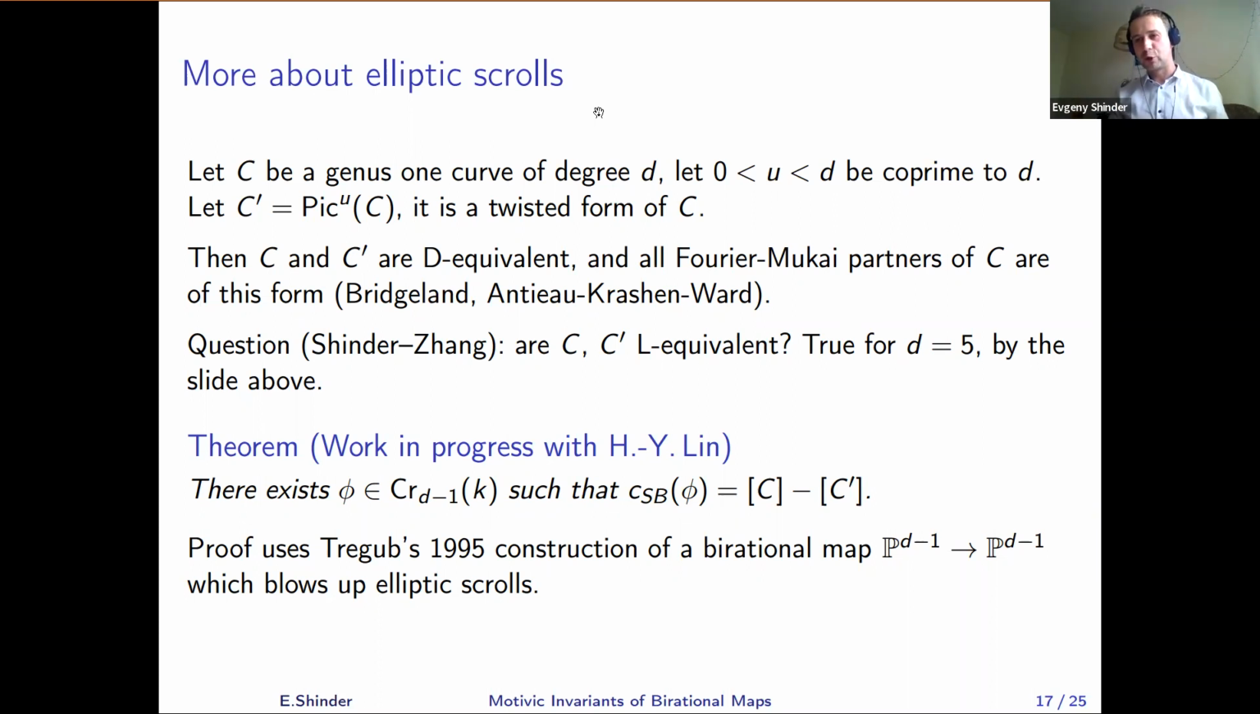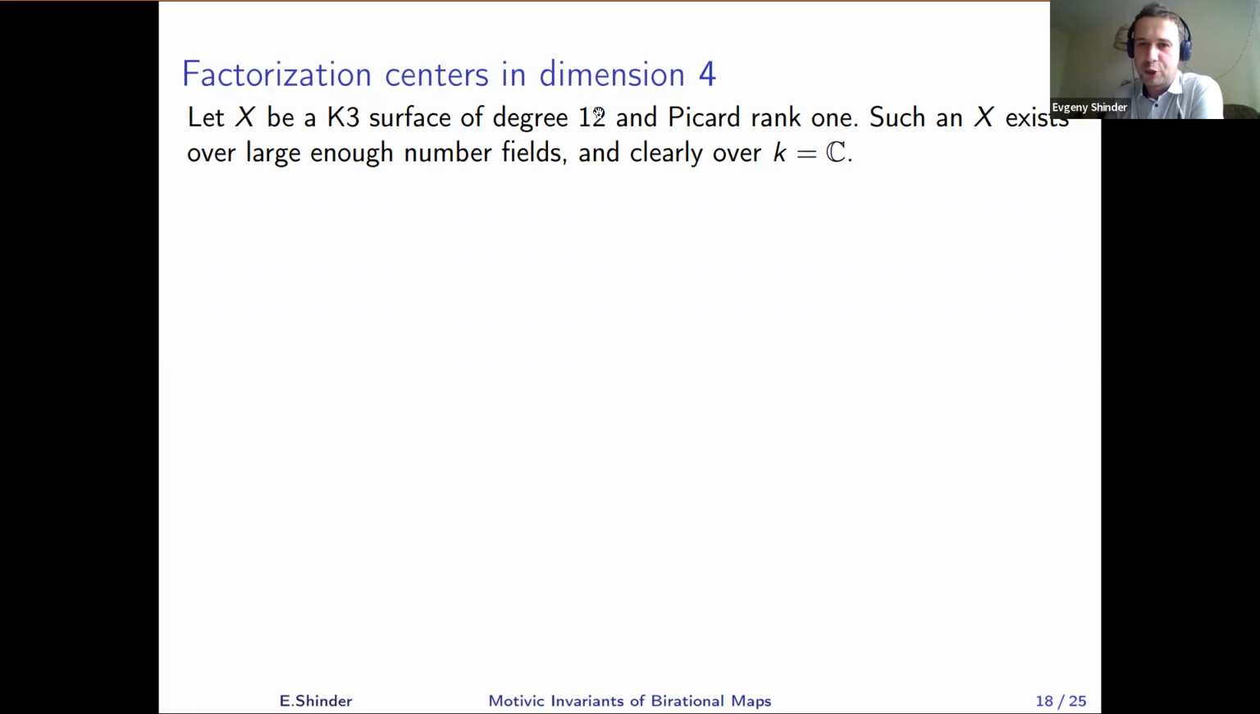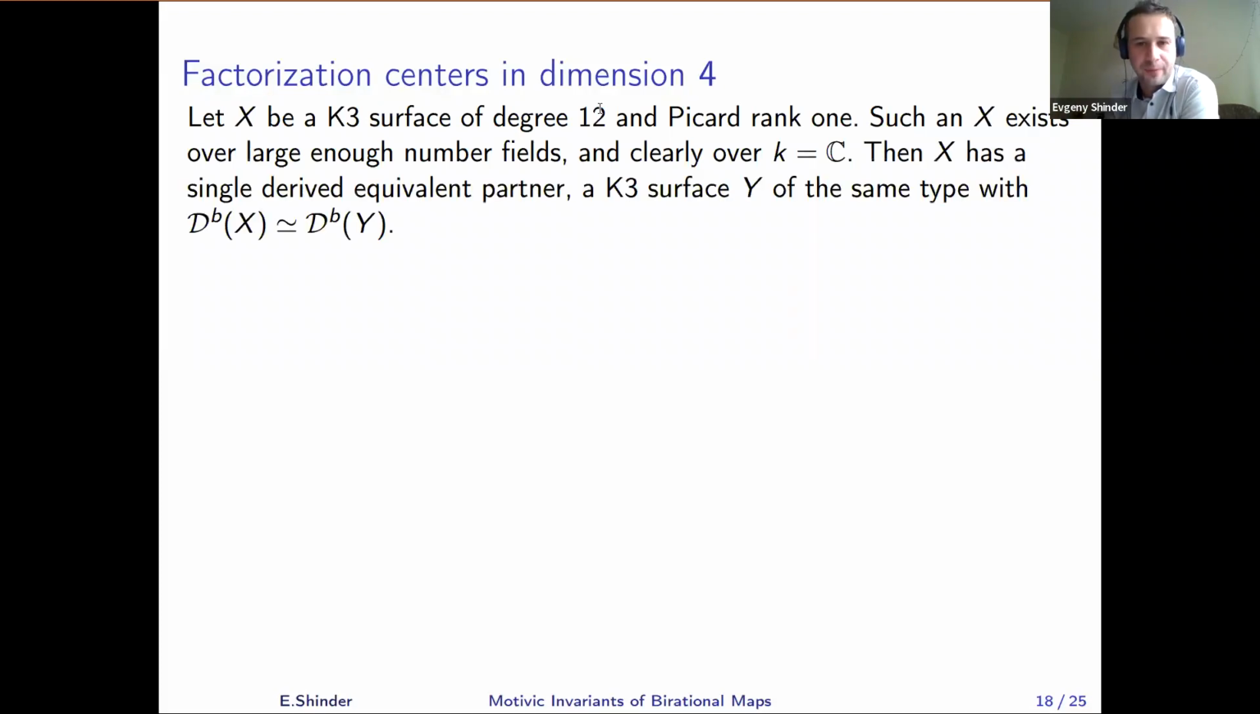Now we're going into a similar story, but over closed fields. Instead of genus 1 curves inside threefolds, we're looking at K3 surfaces inside P4. Here, again, we want to produce some non-vanishing, so we need to use a certain construction of an interesting birational self-map. The construction goes to Hassett and Lai in 2018. We start with a K3 surface of degree 12 and Picard rank 1. As soon as we have such a thing over our field, we can run the construction, which follows. There is a partner of it: a unique Fourier-Mukai partner, a K3 surface of degree 12 and Picard rank 1, which is derived equivalent to it.